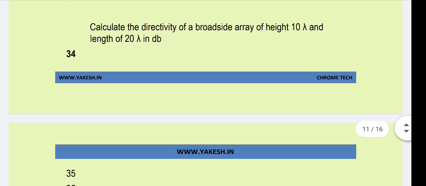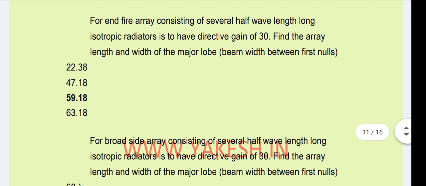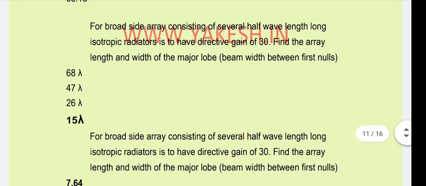Next question. Calculate the directivity of a broadside array of height 10 lambda, length of 20 lambda in decibel. 34 is the correct answer. Isotropic radiator, directivity gain of 30. Find the array length and width of the major lobe. Option C is the answer, 59.18.